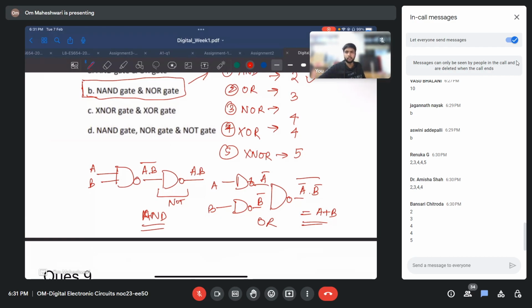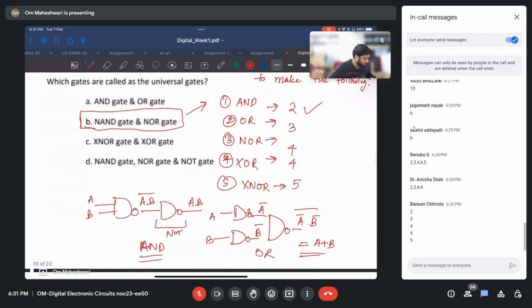Similarly, you can do the others also. Let me just see if this is correct. Yeah, so this is correct. All these are correct. Does anyone want me to draw the rest of them? If not, we will move ahead.